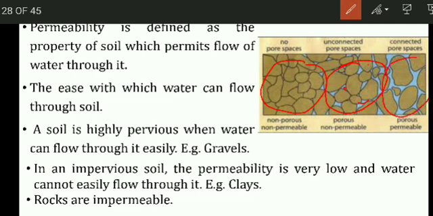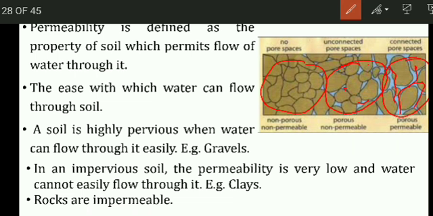But here in the third you can see all the pores which are present are interconnected. So we call this the porous and permeable material. The ease with which the water can flow through these pores is called permeability. A soil is highly pervious when the water can flow through it easily without any obstructions. If the water is flowing easily, then we call it a permeable material.